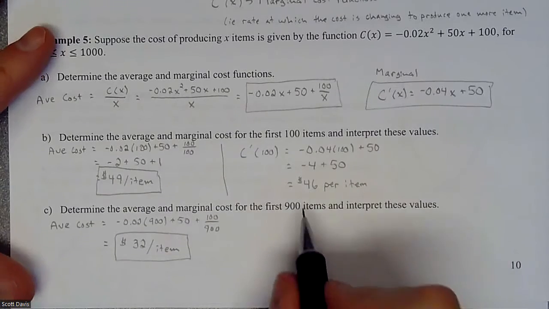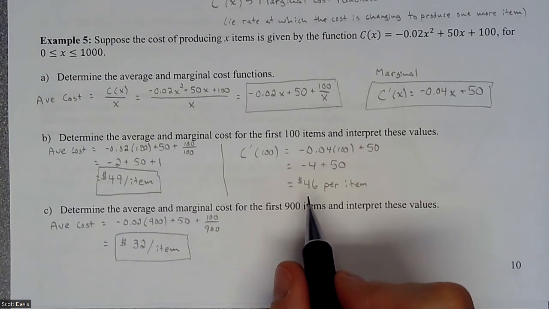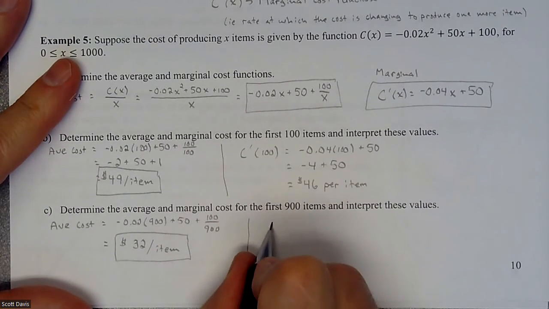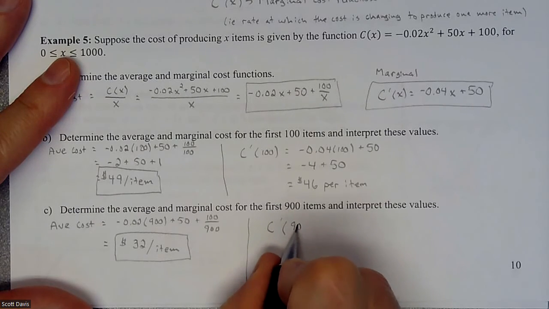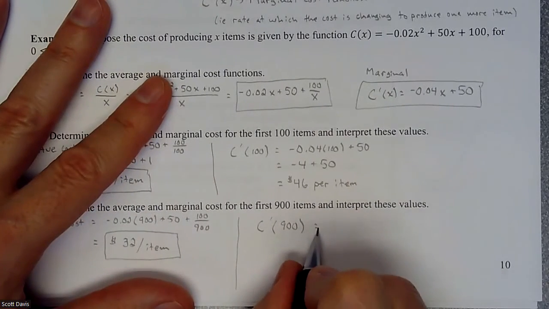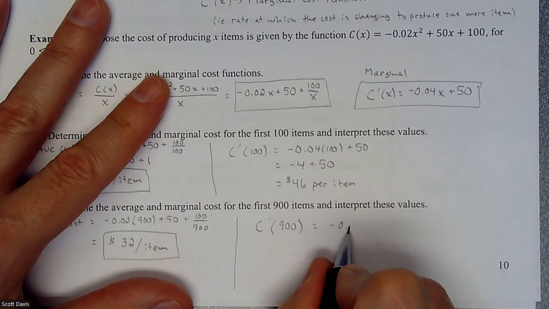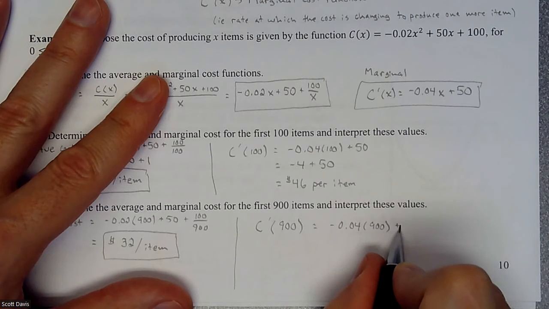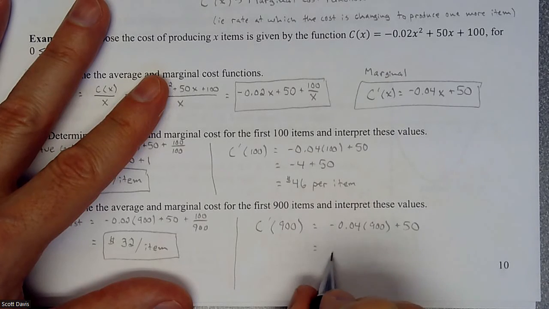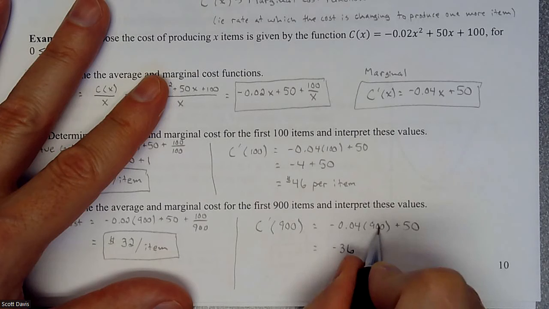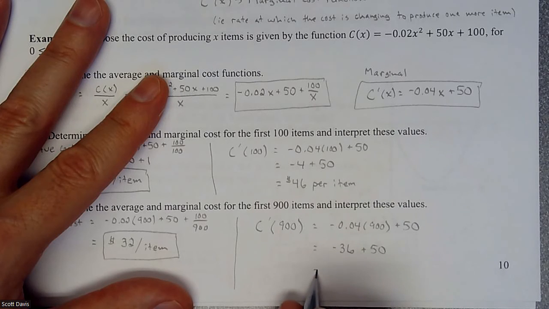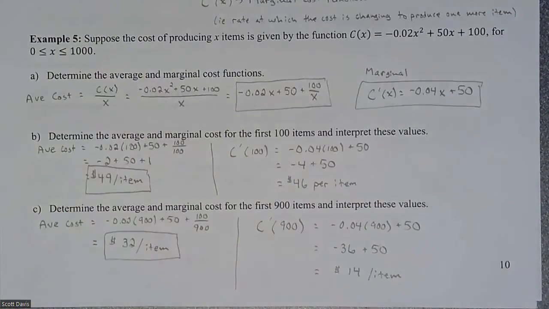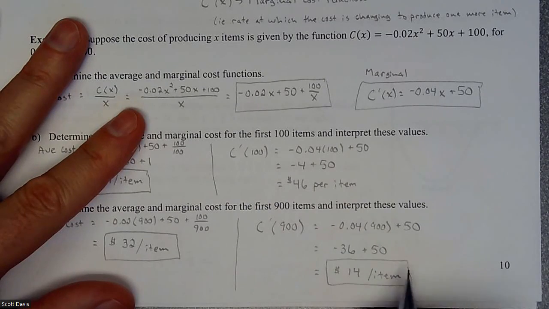And then what's the rate? So right now, this was a positive rate, but then what's happened over time or over our increase in production is negative 0.04 times 900 plus 50. And so we have a negative 36 plus 50 is $14 per item, and that's a rate. And those are our answers for that.